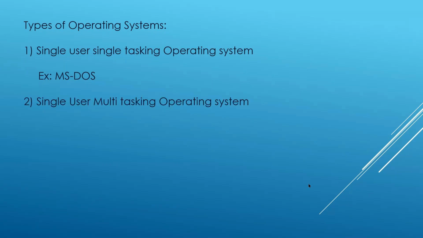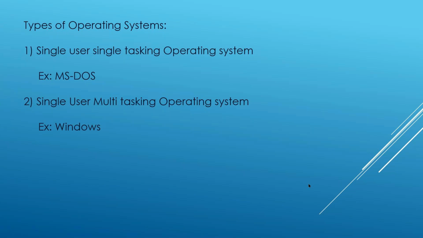The second one is single user multitasking operating system. One user can log into the system, and he can perform multiple tasks at a time. For example, Windows. In Windows, one user can operate multiple tasks. While browsing the internet, we can run background audio. While working on any task, we can run background audio. So, single user multitasking operating system.